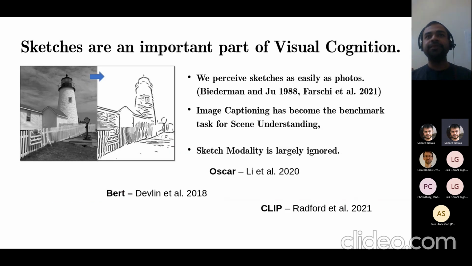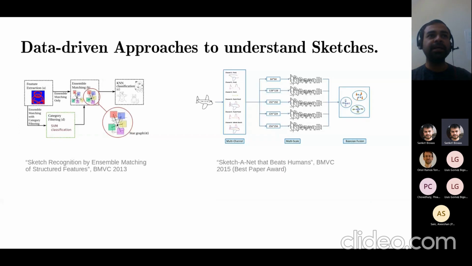And the important part here is that sketches are perceived as easily as photos, as shown by these two research papers. And while photos have got really good attention with Oscar, BERT, and CLIP, very recent and famous papers, the sketch modality needs more progress. There isn't sufficient momentum in the sketch modality, in spite of it being an important part of this visual cognition process. But of course, there has been some very crucial and important work.